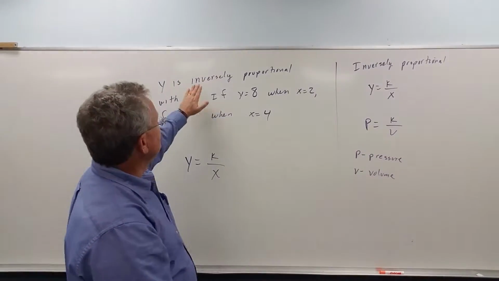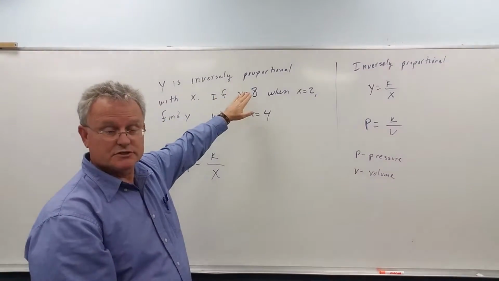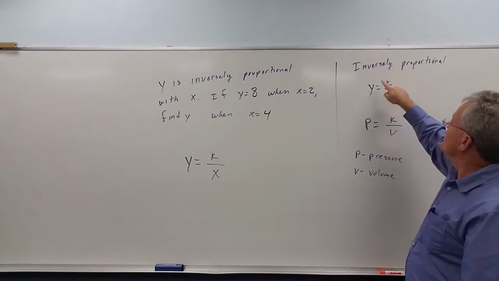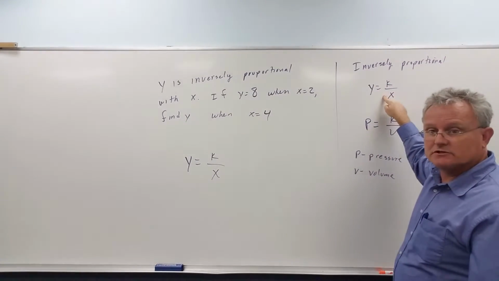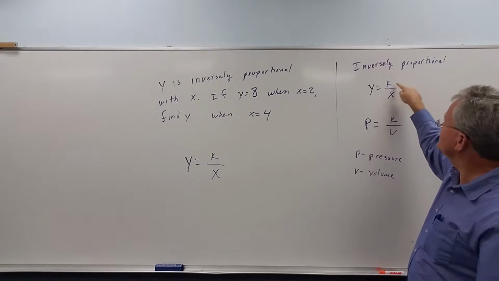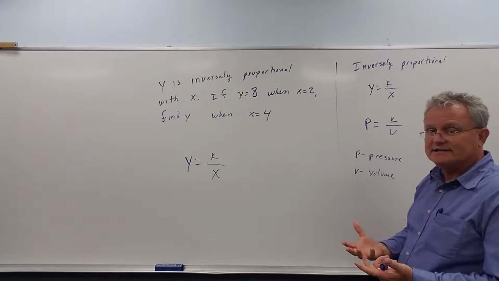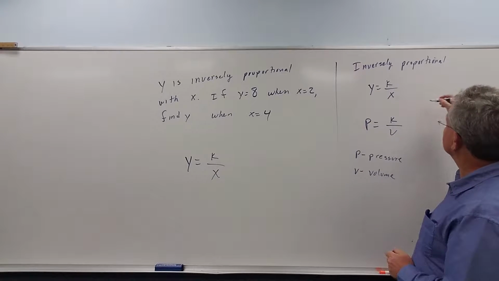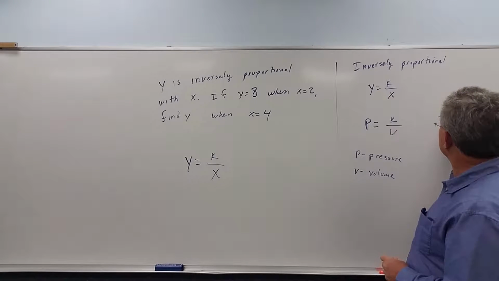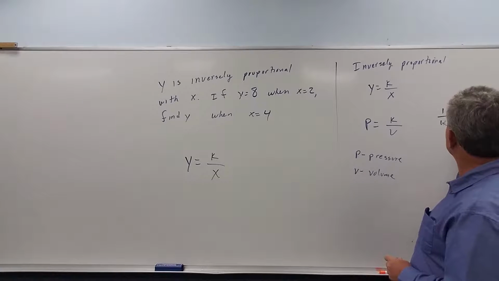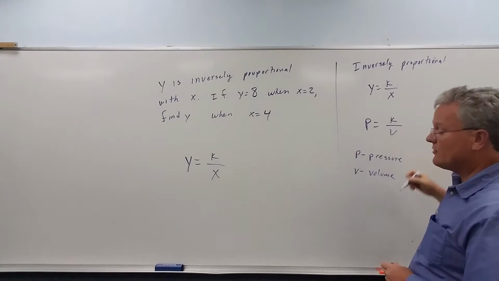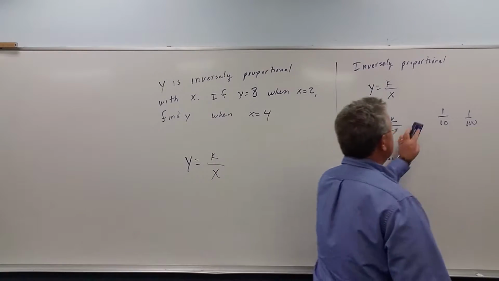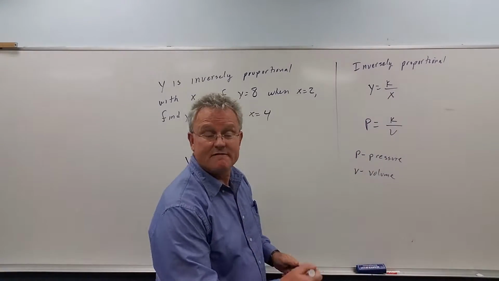Before I do an example using inverse proportion, let's just talk about what is the formula. When y and x are inversely proportional, y is k over x. So that's the idea. So notice here, just think of fractions. 1 over 10, 1 over 100, 1 over, well, maybe I should write it here so it shows up on the video. So think of fractions.